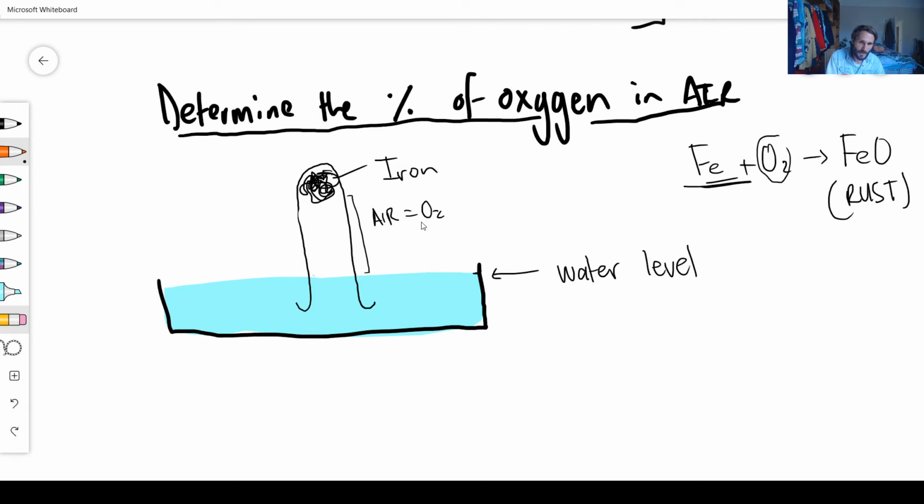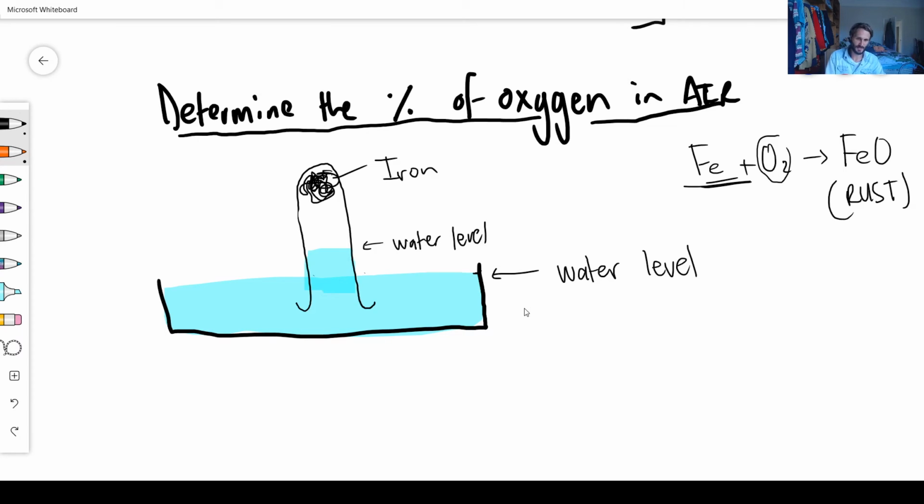If they disappear, what it means is that there is becoming space available. So here's an O2 molecule, it's now joined up with the iron and it disappears. What does that mean? It means that there is now space for something to go, and we've got water here. So the water is going to start to rise, and we're going to have a new water level here.